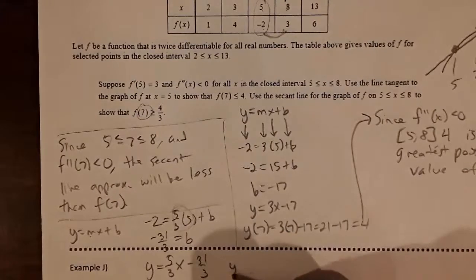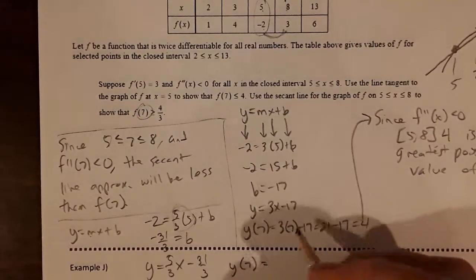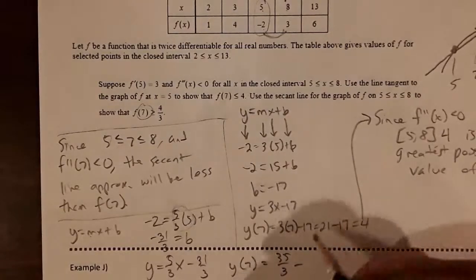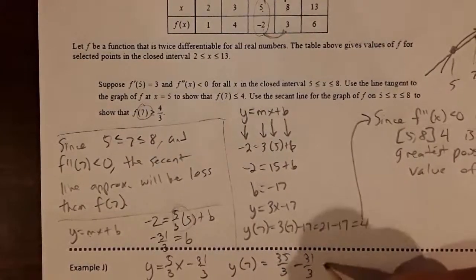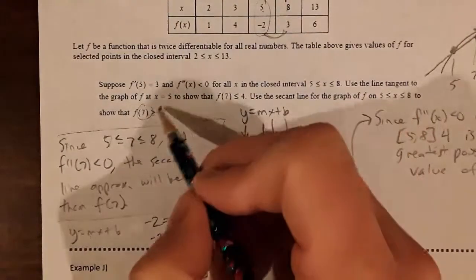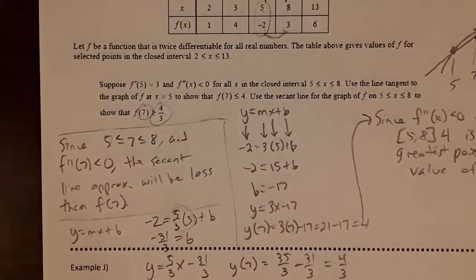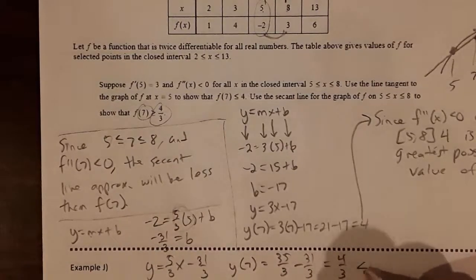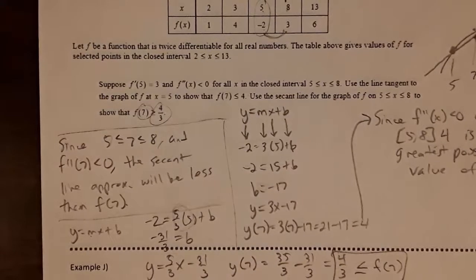If I plug 7 in, I'd get 35/3 minus 31/3, which would give me 4/3. That's the target number that they gave us in the problem. We've already established that this will be less than f of 7. So I'm just going to make it official at the bottom.